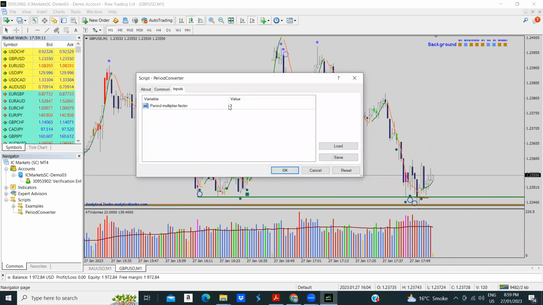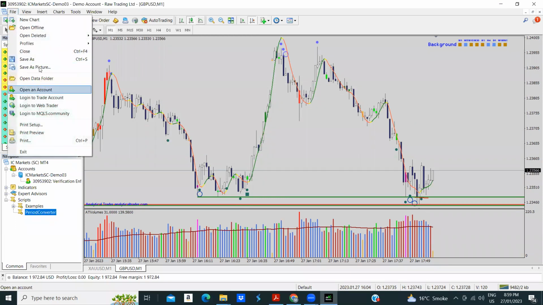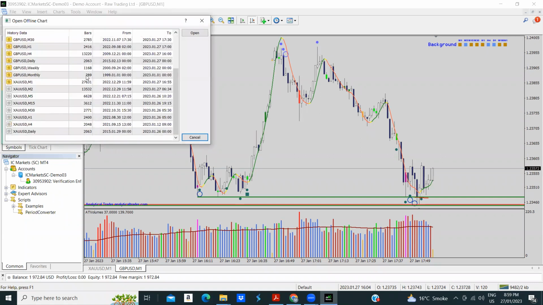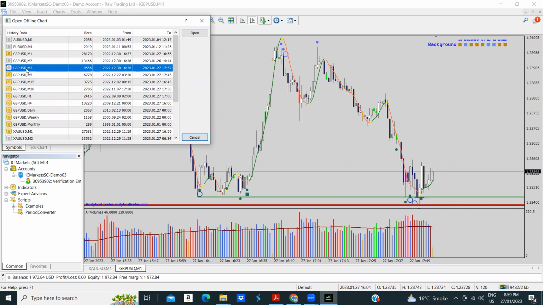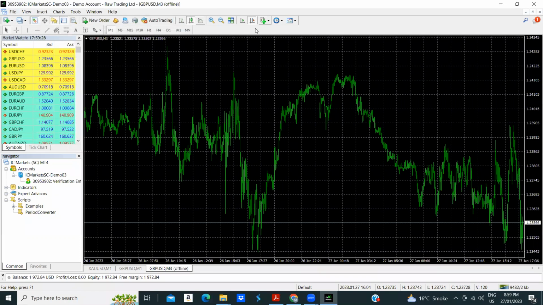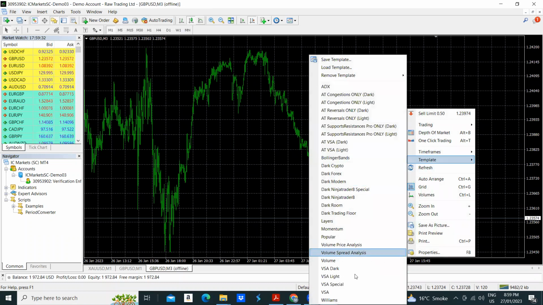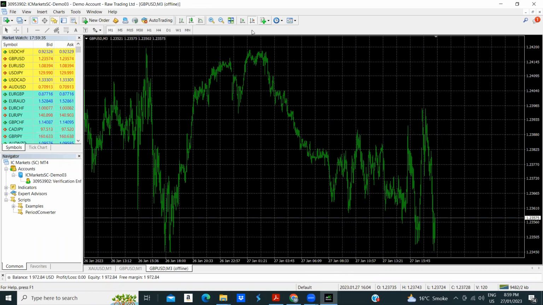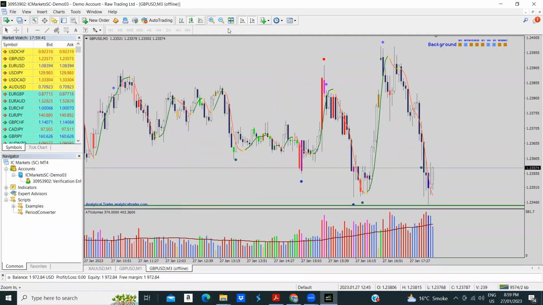So period converter. This is 1 minute. Yeah, 3 minute. File, open offline. 1757. Yes, this one. Open. Template. VSA, VSA dark. Okay.